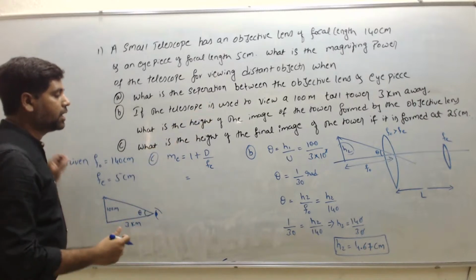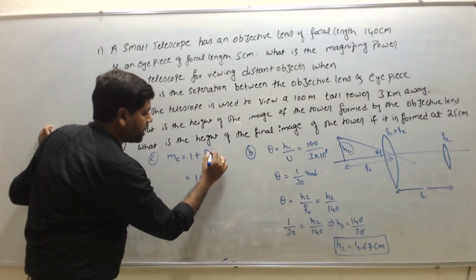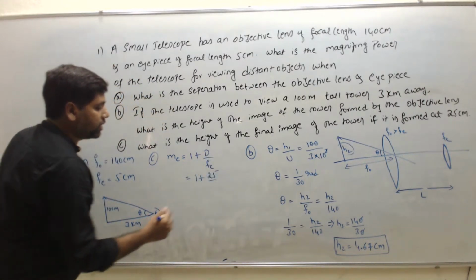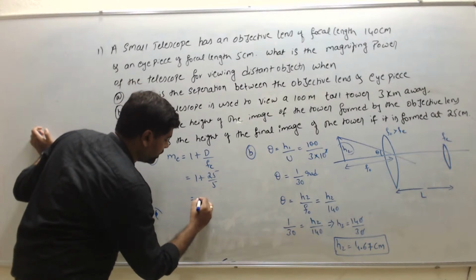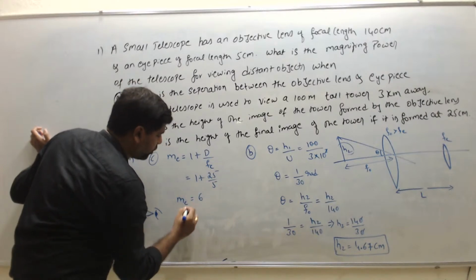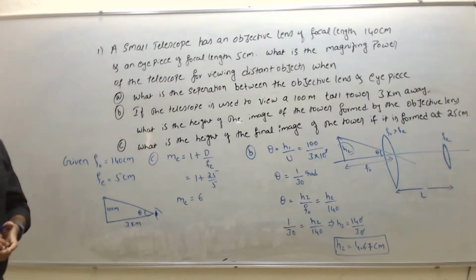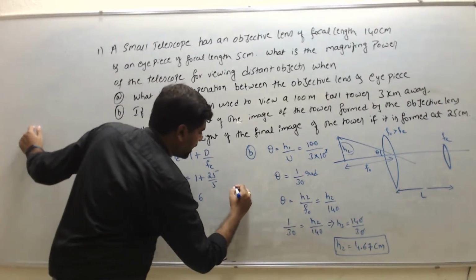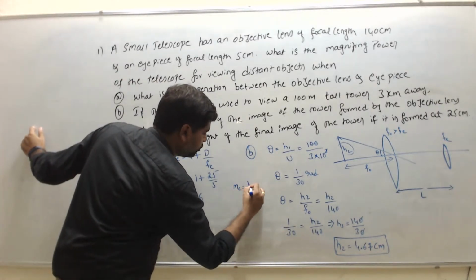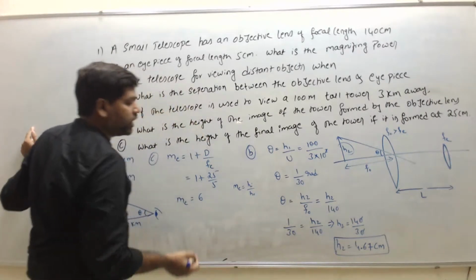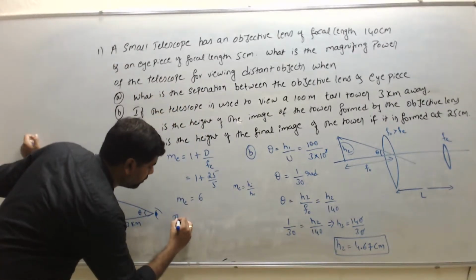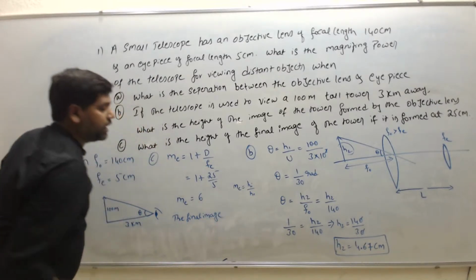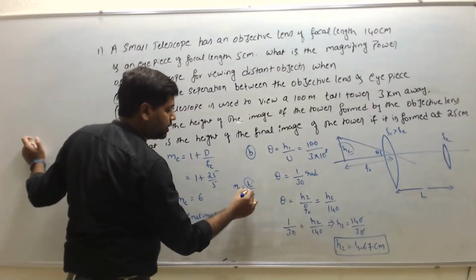Magnifying power for the eyepiece is 1 plus the value of the least distance they given, 25, and the focal length of the eyepiece they given, 5. Then 5 plus 1 is 6. So the magnifying power is 6. The final image of the tower: if we write ME equals height of the image to the height of the object, then the final image.